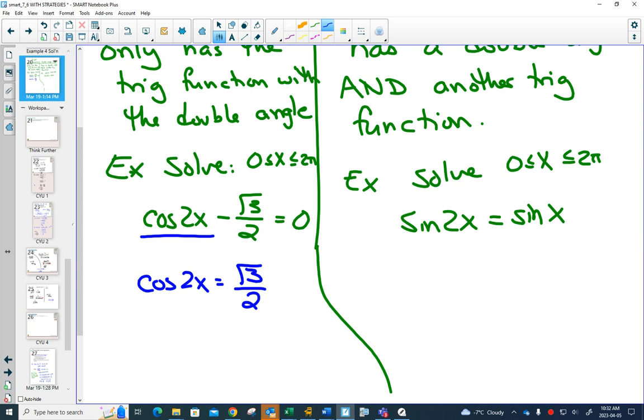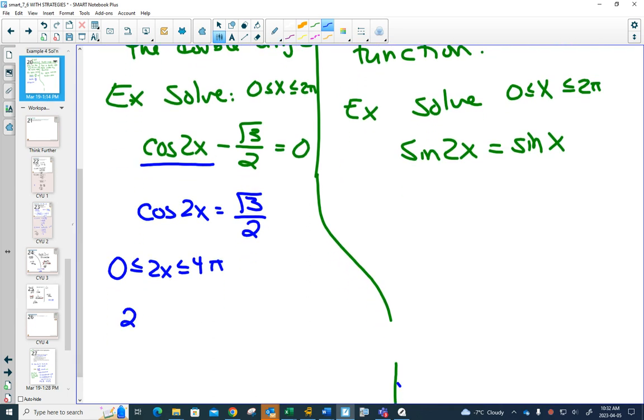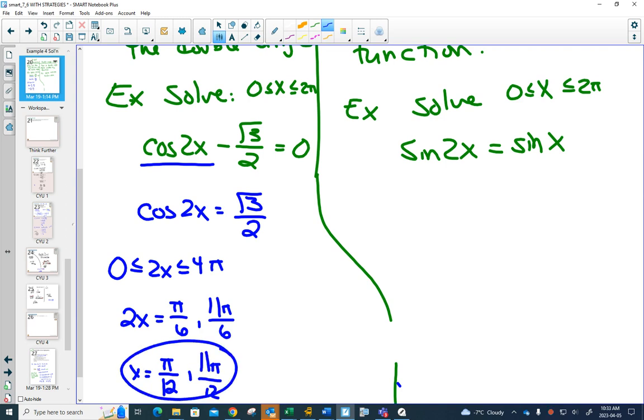where step 1, we rewrite the domain for 2x, which is now twice around. We solve for 2x. When is cos root 3 over 2? That's your pi over 6 family in quadrant 1. And cos is also positive in quadrant 4. Then you would solve for x by dividing everything by 2, which is the same as multiplying by a half. So there's a little review of multi-revolution questions.